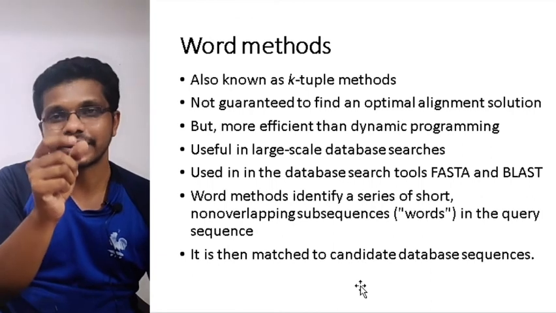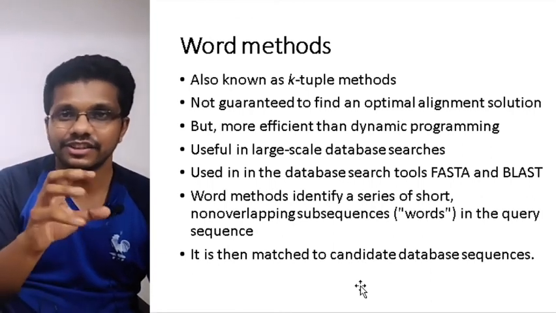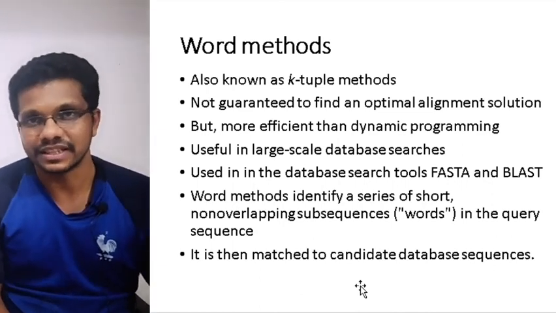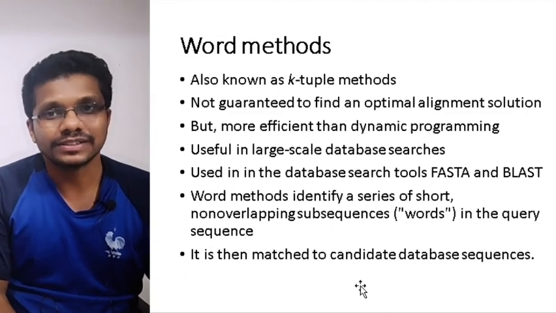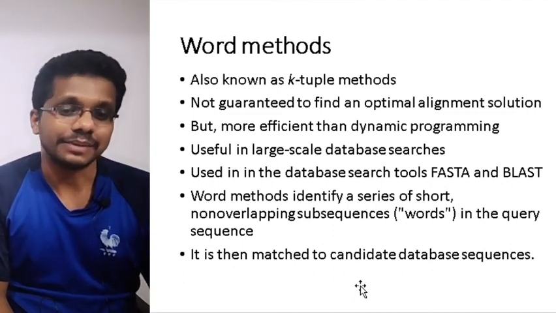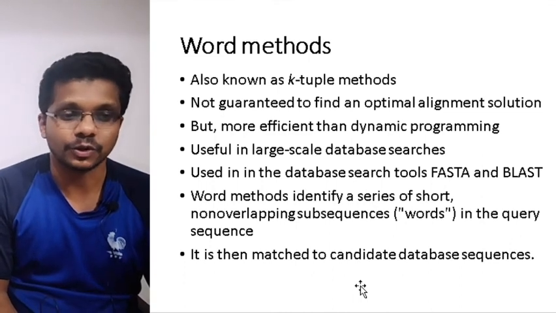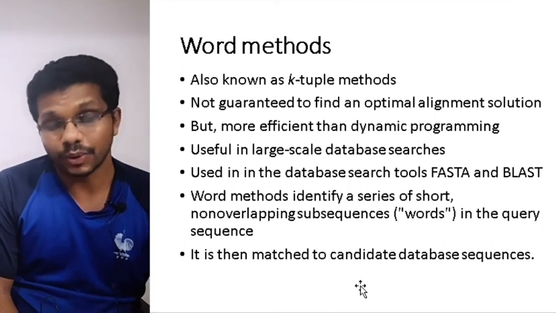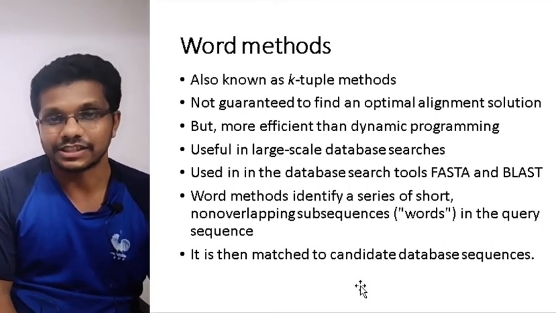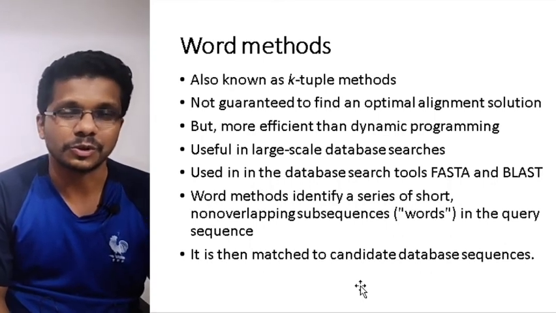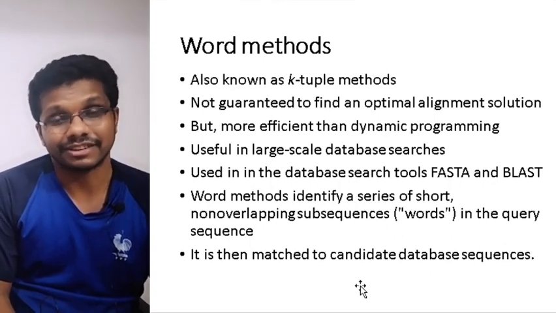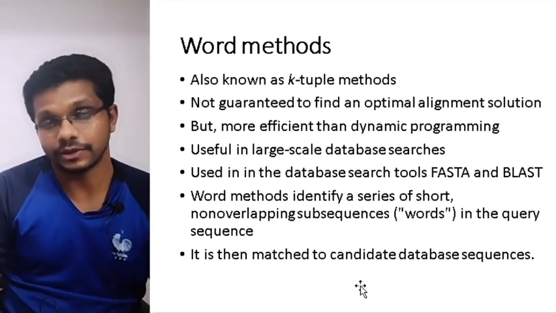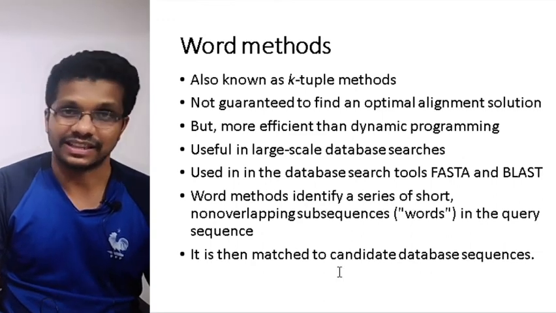We convert our query sequence into small words, and we find the similarities of these words with the already formed words in the directory. In some way, Google search works in that way, depending on the words. So the word method identifies a series of short non-overlapping sequences called words as a query sequence, and this query sequence is matched to the database. This is an efficient and effective method, but it does not guarantee the optimal solution. So those are the algorithms used for pairwise alignment. Thank you.